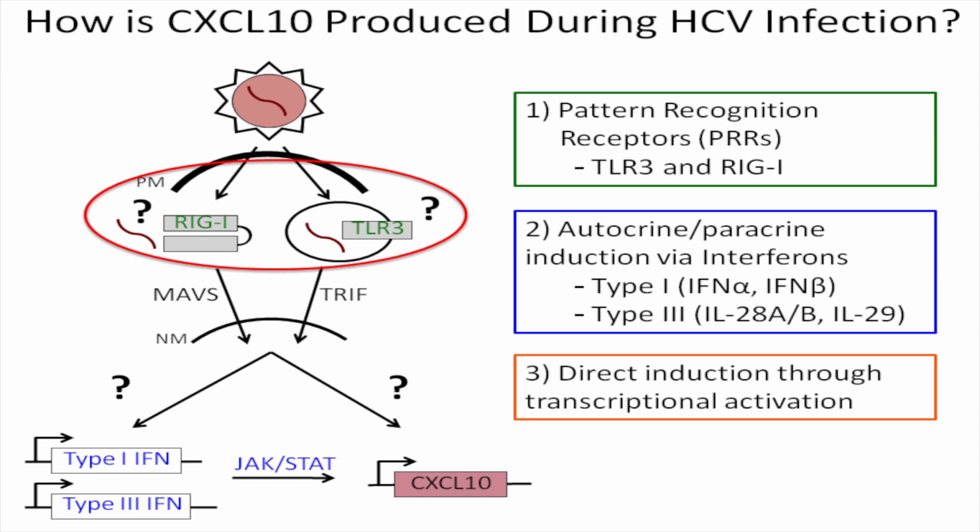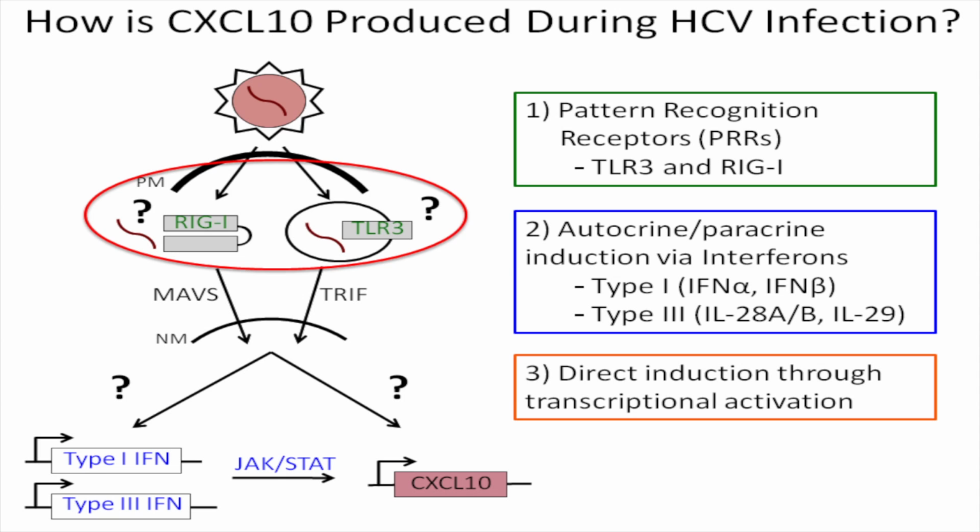But the other way that it can happen is in an interferon-independent way, where there's direct activation of things like interferon regulatory factors, which don't require signaling through JAK-STAT. And these can directly bypass this interferon pathway to induce the chemokine. So we're going to go through these steps, and we're going to focus first on RIG-I and TLR3.